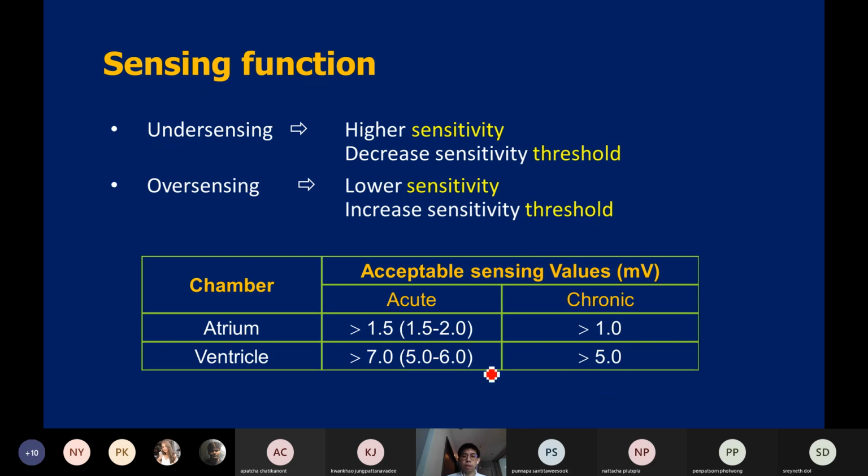Okay, the table below shows the acceptable sensing values, or we can call it acceptable R wave amplitude and P wave amplitude. During the acute phase, after the implantation, the P wave should be around 1.5 to 2. The acceptable R wave after the acute phase is more than 7. And in the chronic phase, the acceptable P wave is more than 1 millivolt, and the acceptable R wave is more than 5 millivolt.